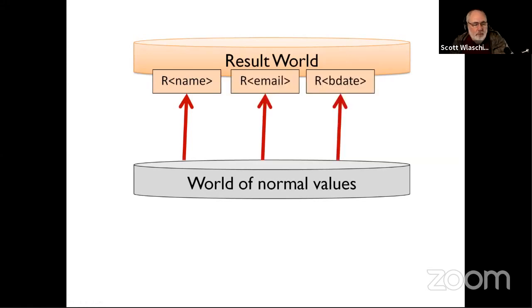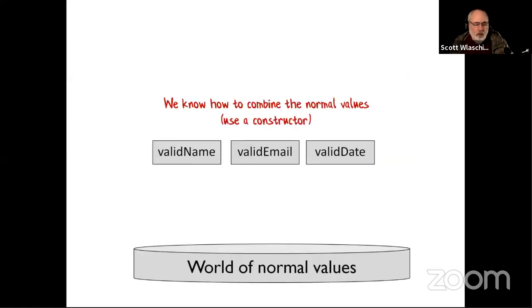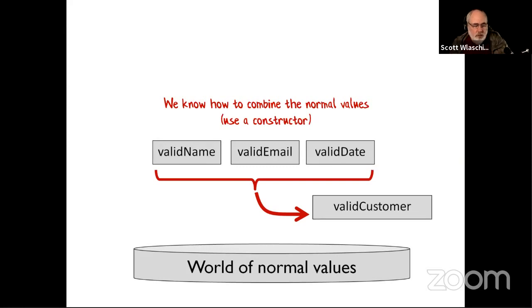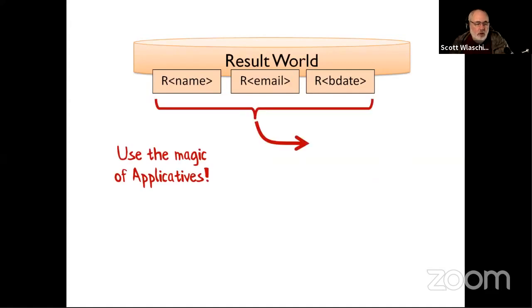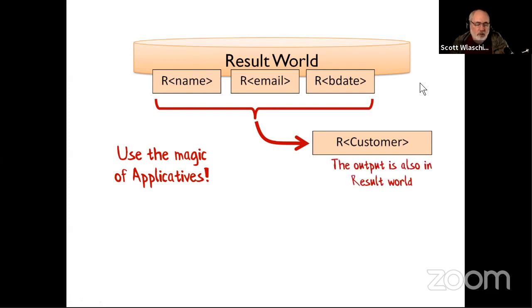here are the individual validation functions that go from normal world up to result world. Now we have a function that will make a customer from the individual pieces, but it only works with normal values, and we don't have normal values. We have result values, values that could be an error, right? So if we can transform our normal function into the result world, we can combine the values in result world. I'm not going to really get into it. It's too complicated to really explain. But the point is, it allows you to combine things in result world to make another thing in result world, which is exactly what we want for things like validation.